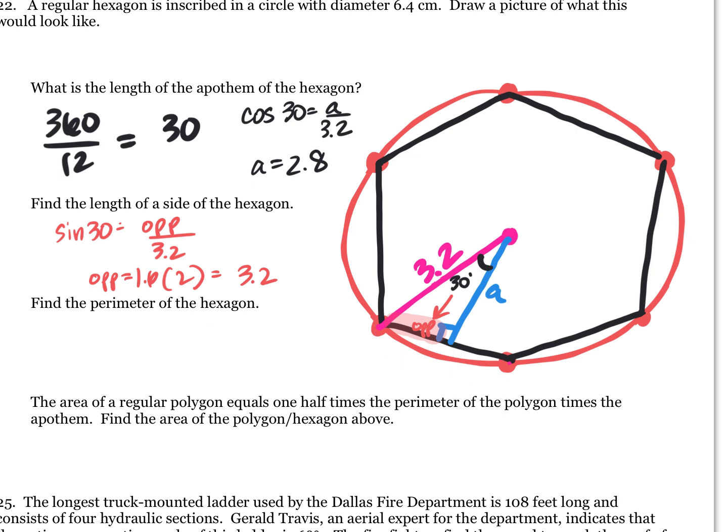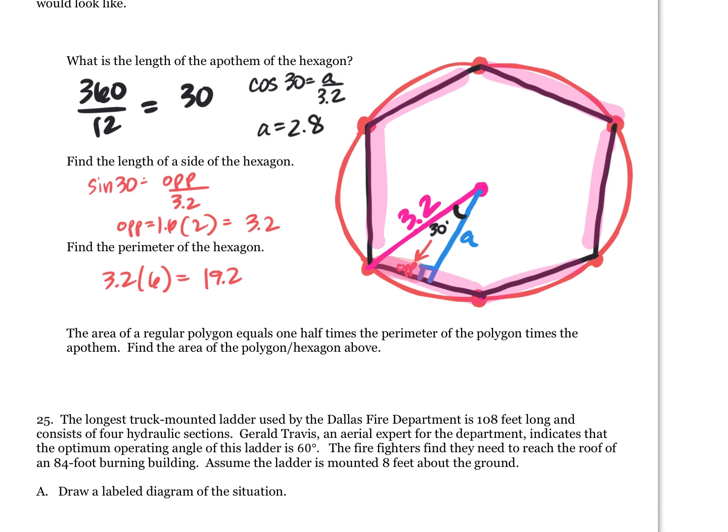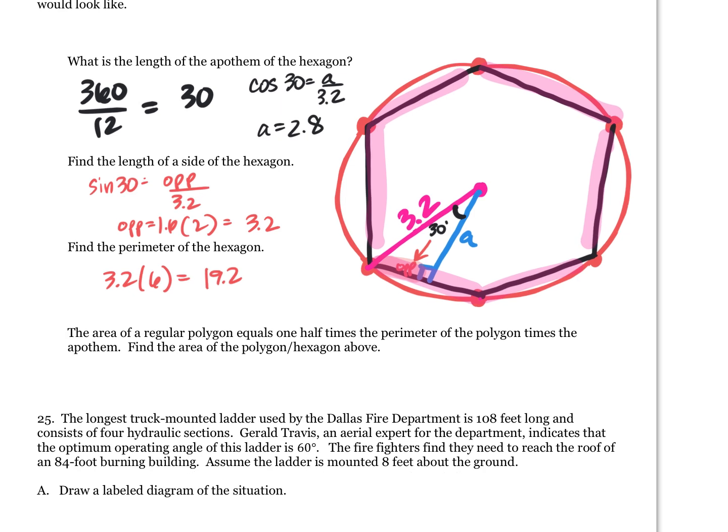If this little leg now is 3.2, how would I find the perimeter? Add those. Yeah, exactly. 3.2 times 6. 19.2, is that what you got? Okay, this is where it gets a little funky, people. A little funky. The area.